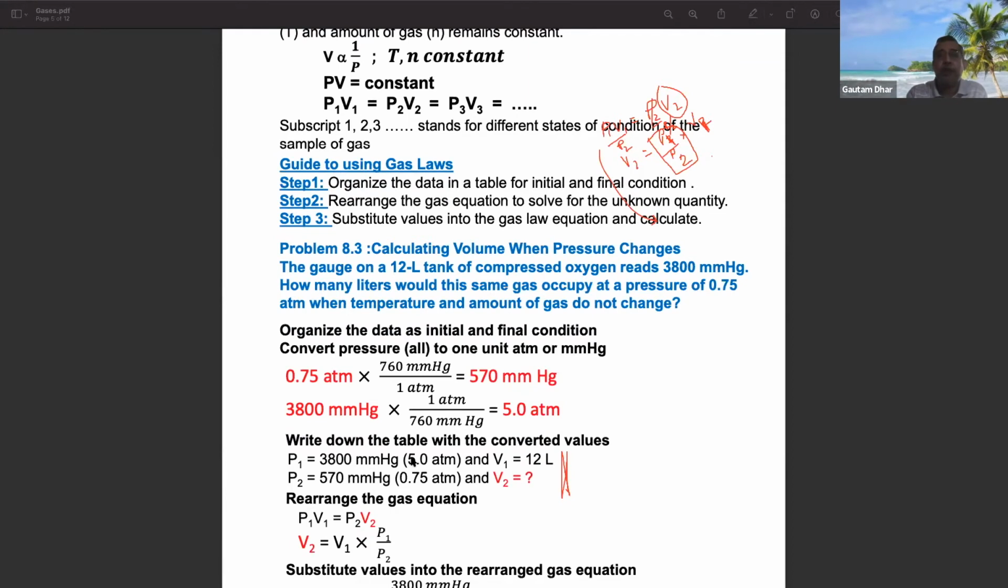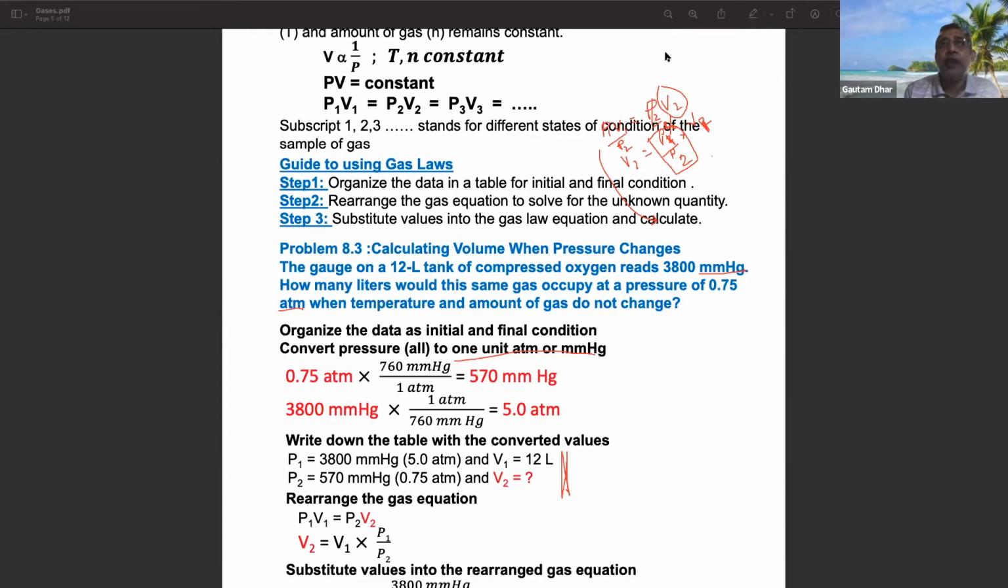So P1 is 3,800 millimeter of mercury, and P2 is 570 millimeter of mercury. Now, the notable thing is this is a millimeter of mercury, and this is an ATM. You cannot have different units. You have to have one unit. It can be anything. So either use all ATM or use all millimeter of Hg.